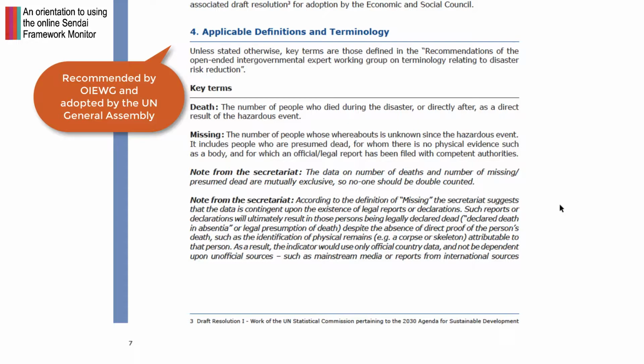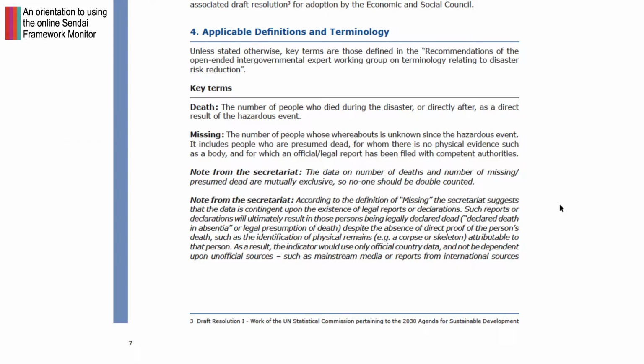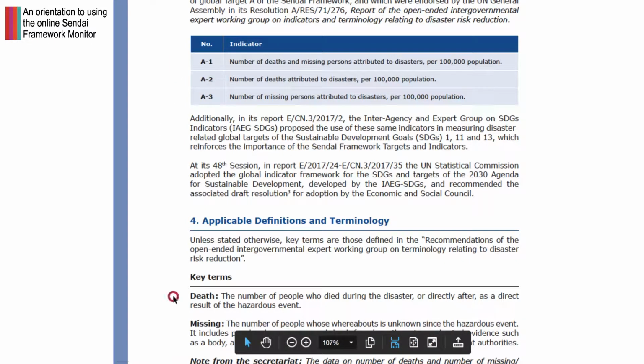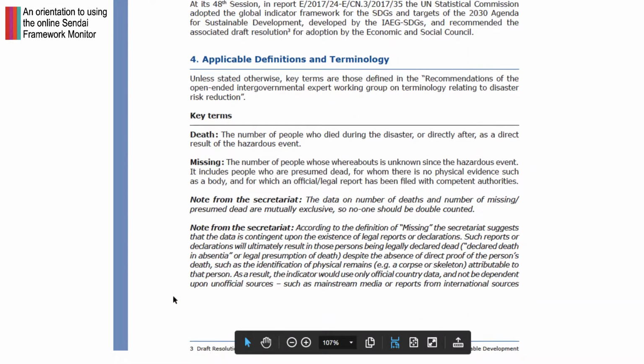the UN General Assembly. Looking at Target A, Indicator A1 is the number of deaths and missing persons attributed to disasters. The definition of deaths is noted here as the number of people who died during the disaster or directly after as a direct result of the hazardous event.